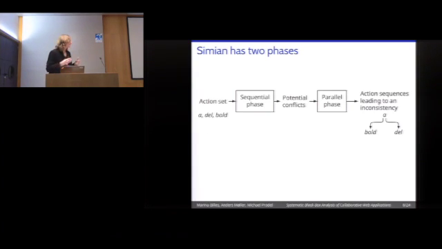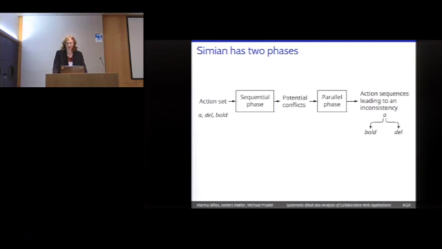Our analysis has two phases. As an input, we get this list of actions, and then in the sequential phase, we calculate a list of potential conflicts. And then in the parallel phase, we use two clients to test those potential conflicts, whether they can actually lead to an inconsistency where the output of the two clients is different.